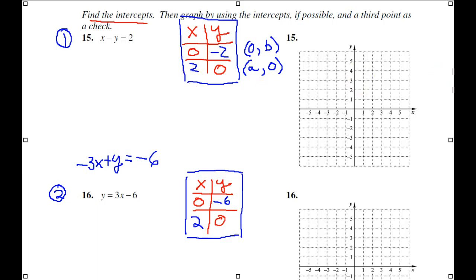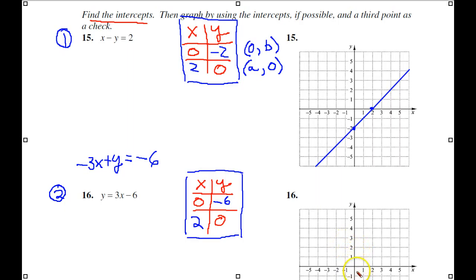This is how they want you to solve this. So what do we do? Well, we plot them. 0, -2. So 0, -2 is right there. 2, 0 is right there. Get our line. And remember, it extends the full length of the graph there. There's that one. And now the other. 0, -6.